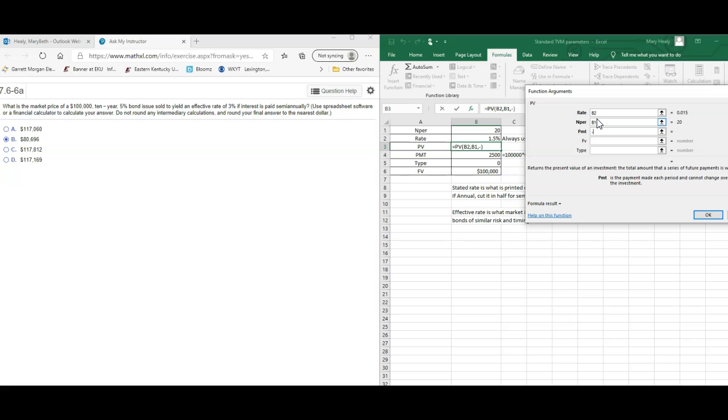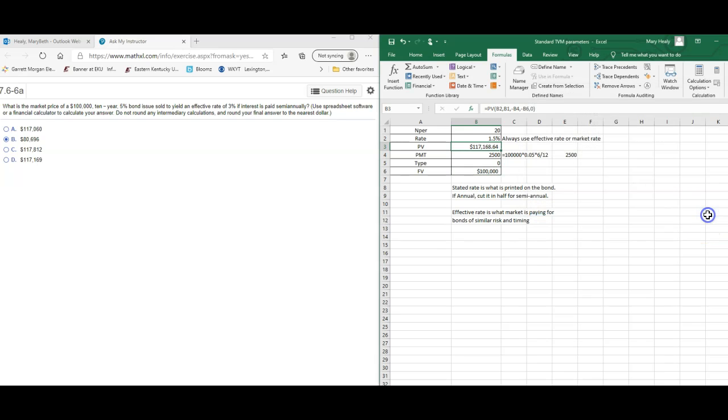And I'm going to do negative 2,500. Oops, I should have just clicked on that so it's already there. Future value, negative, and the reason they're both negative is they're both cash payouts. So think of what's cash paying in. The outs are both negative, the in is positive. And then the type I can leave blank or I can put a 0 in, and I'm going to go ahead and click OK. And that's what Excel gives me back.